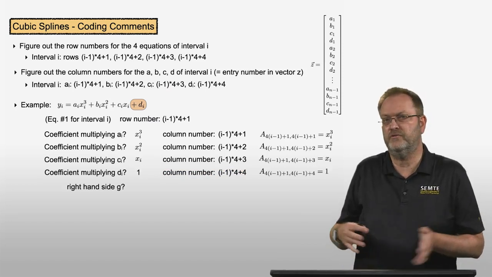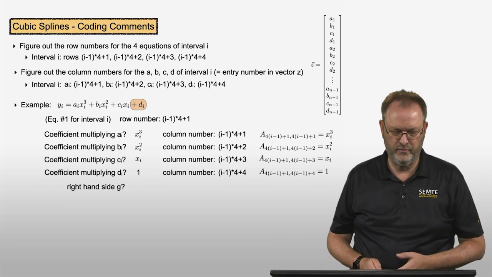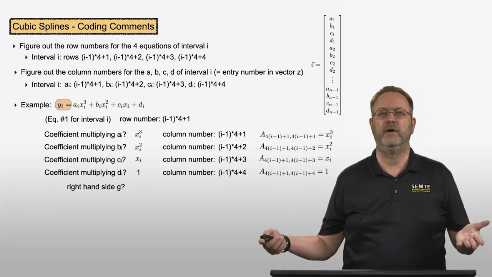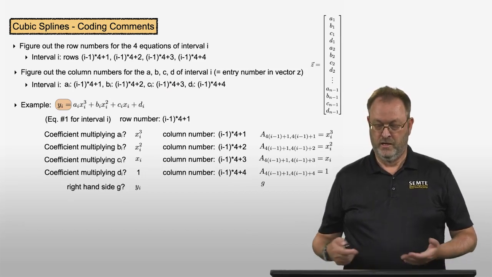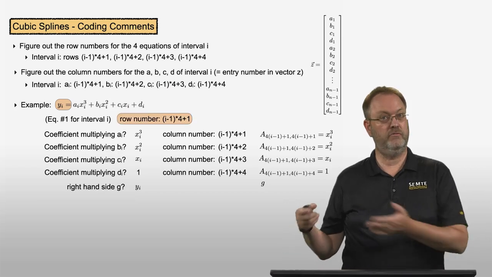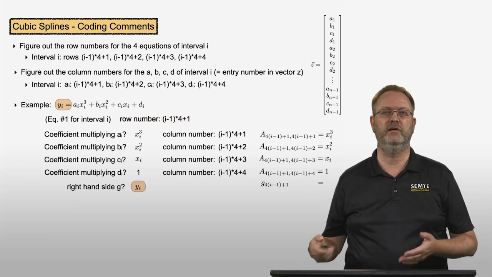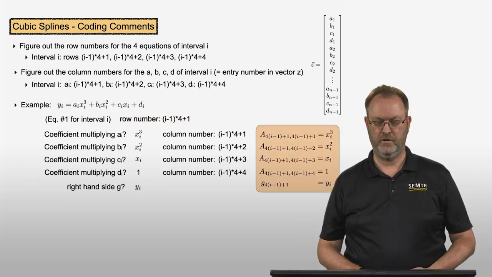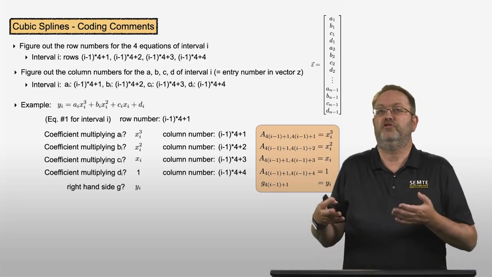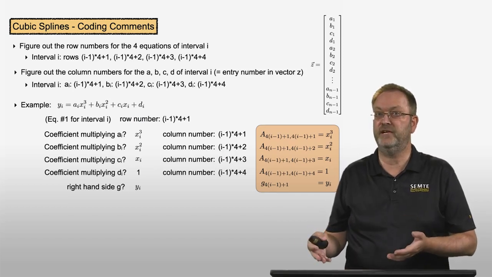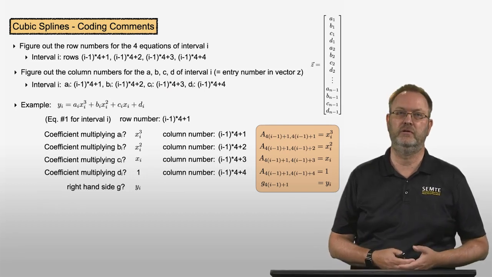Okay, so now we just need to set the right-hand side for this equation. So what is the right-hand side? I call it the right-hand side G. Well, the right-hand side is just the value of yi. That's a given data point value. Okay. So I set G in the right entry, so the right row number, (I minus 1) times 4 plus 1, equal to yi. All right, so here are the equations there on the right that I marked that we would code to set the coefficients in the matrix A for this one equation, the first equation for interval I.